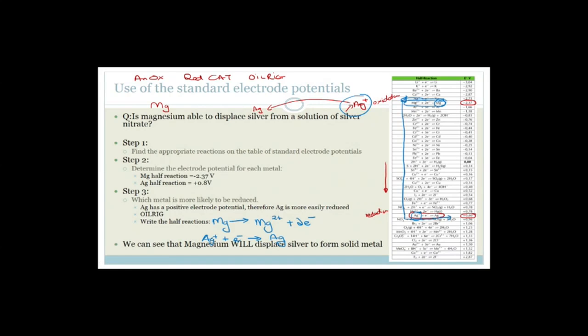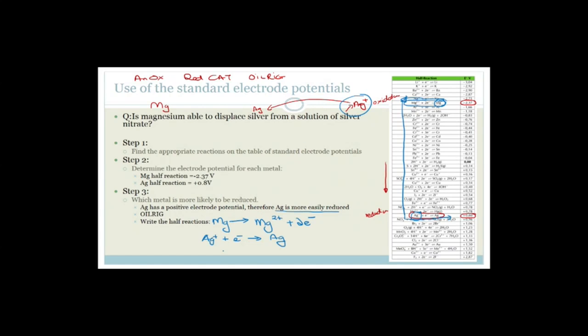Do you see that yes, we are going to get silver out, because we're going from Ag plus to Ag, so we are actually going to get silver out. So we didn't actually even need to write down the two half reactions, because it's obvious from here that silver is more easily reduced, so we're going to get it out. But if we wanted to, we could write this as a full balanced reaction.